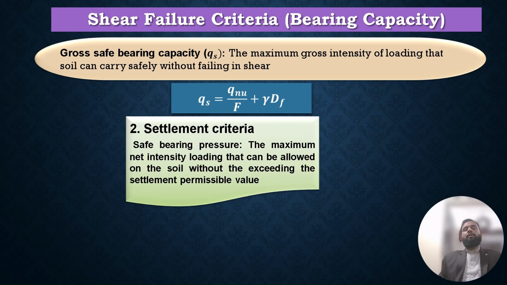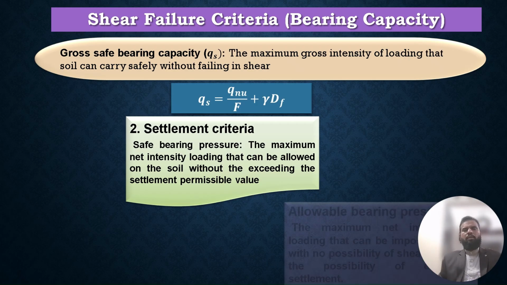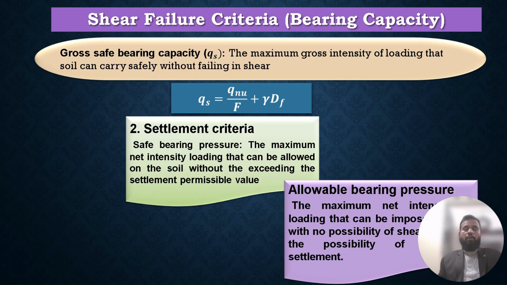Now the second one is the settlement criteria. We have the maximum net intensity of loading that can be allowed on a soil without exceeding the permissible settlement value. So we have to calculate the bearing pressure such that it does not exceed the allowable settlement of the soil. In every country we have codes which provide that this type of soil or this type of foundation is allowed to settle only this much amount of settlement. So our foundation must be designed to satisfy these two criteria: the settlement criteria and the bearing capacity criteria.